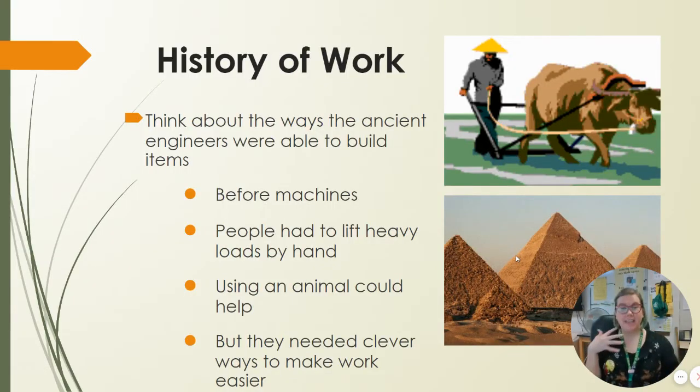So first of all, talking about the history of work and of machines. Think about the ways that maybe you learned in history class or have heard that ancient engineers were able to build things. Think about the pyramids or ancient farming and building houses. How did they do that before we had cranes and machines that lifted heavy stuff? People still had to lift those heavy things, but by hand. Sometimes they could use an animal to help, but they needed some clever ways to make that work easier, because people can't just lift 2,000-pound stones to build a pyramid.